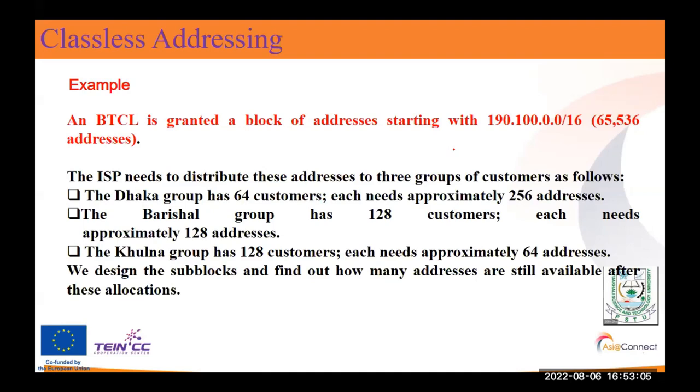So this is a big problem. Do you understand this problem or not? There are two levels of subnetworks. Initially, we need to divide this block into three subnetworks: Dhaka, Borishal, and Khulna. And after that, we need to divide each group, which have 64 customers, 128 customers, and 128 customers. And after that, each of the 64 customers needs 256 addresses. That means one block needs 256 addresses. So this is the problem. Do you understand this problem or not? Okay.